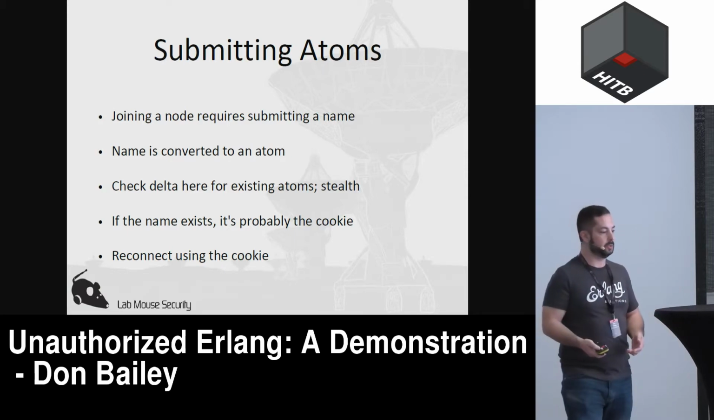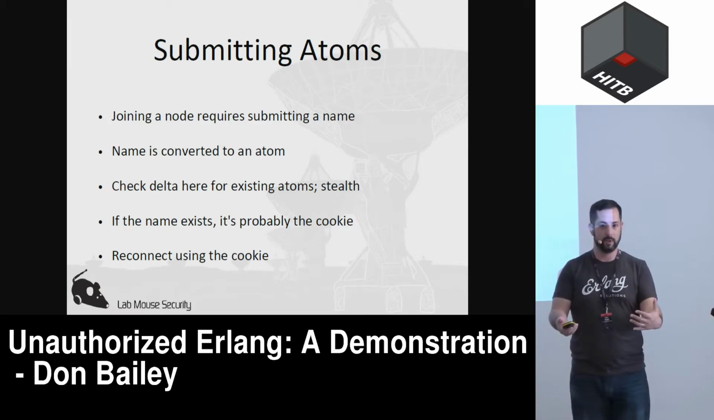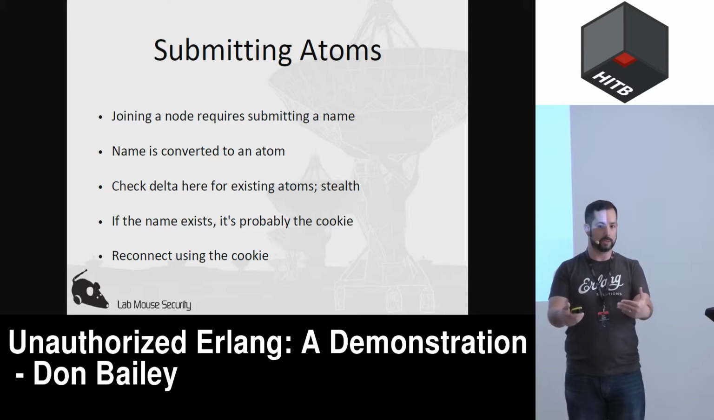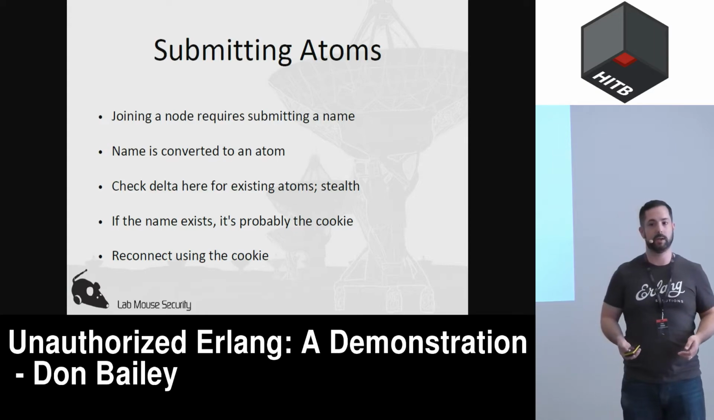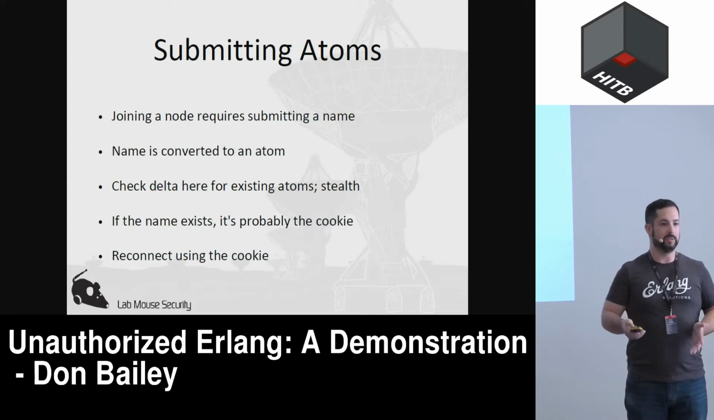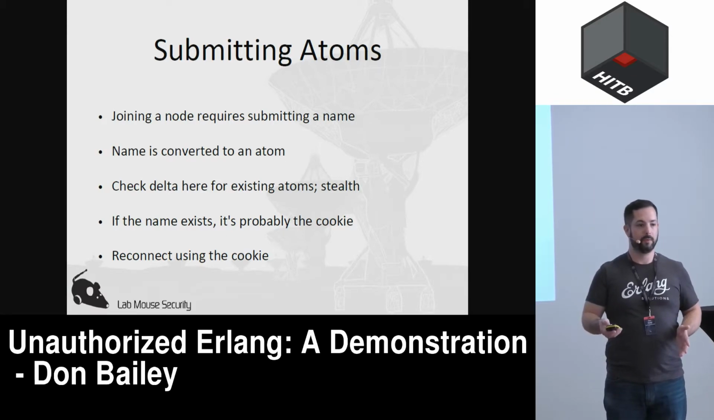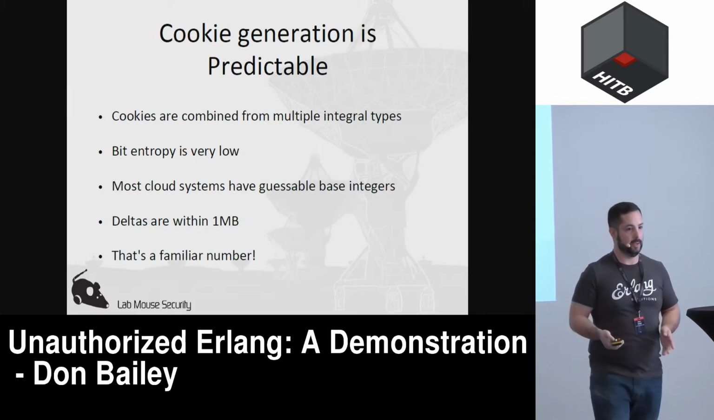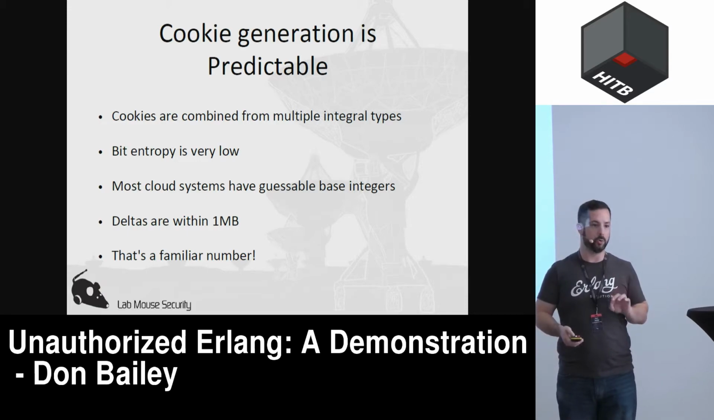So basically what you can do is connect to an Erlang system, submit your node name, but submit a node name that looks like a cookie. And then do that over and over until you basically exhaust the atom space finding this particular key. Now, that would seem impractical, right? That doesn't really make a lot of sense, except that cookie generation is 100% guessable on the majority of cloud environments.